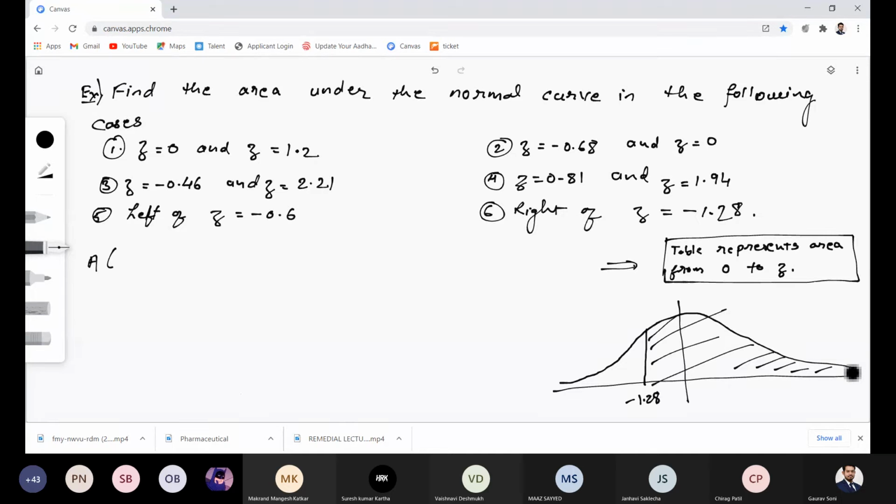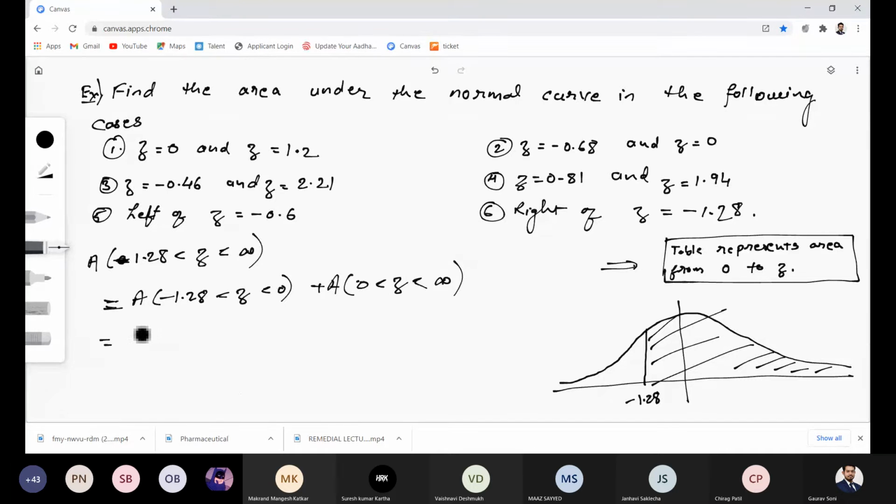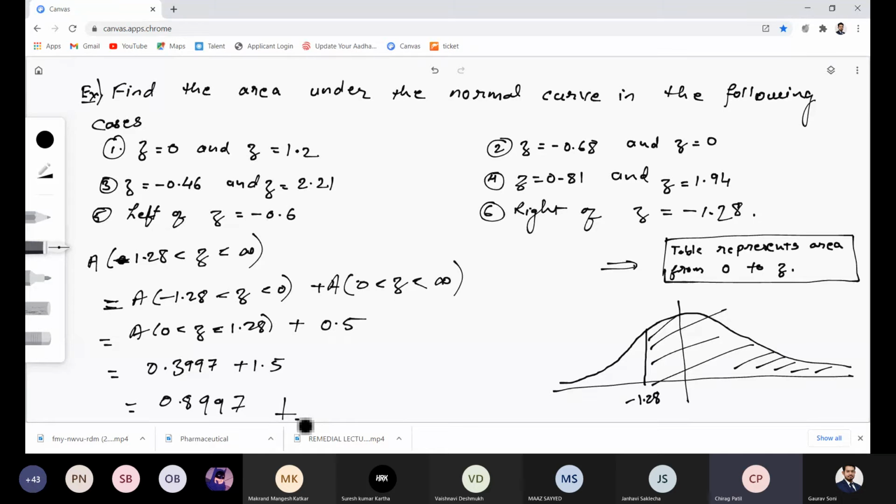So minus 1.28 less than z is less than infinity. Just tell me, Chirag. So that will be the area from minus 1.28 less than z less than 0 plus the area from 0 less than z less than infinity. So by symmetry, this is the area from 0 less than z less than 1.28 plus the area from 0 to infinity, which is 0.5. So 0 to 1.28 is 0.3997 plus 0.5. So 0.8997. Yes, 0.5.